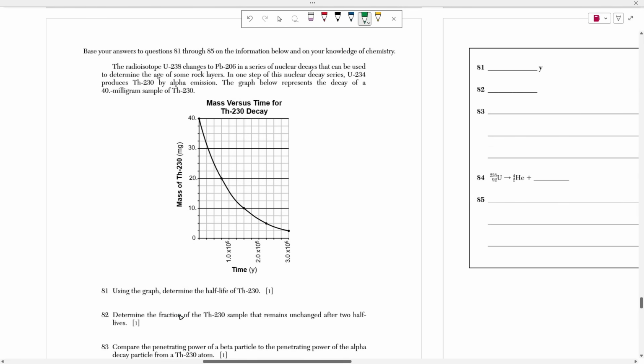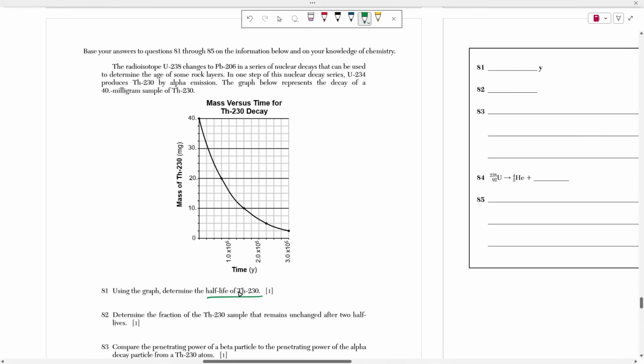Finally, it says that the radioisotope uranium-238 changes to lead-206 in a series of nuclear decays that can be used to determine the age of some rock layers. In one step of this nuclear decay series, U-234 produces thorium-230 by alpha emission. The graph below represents the decay of a 40 milligram sample of thorium-230. Using the graph, determine the half-life of thorium-230.